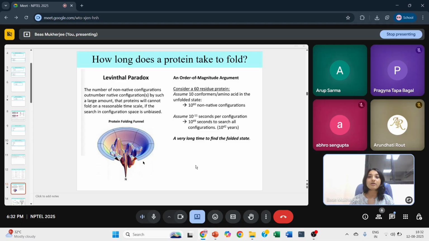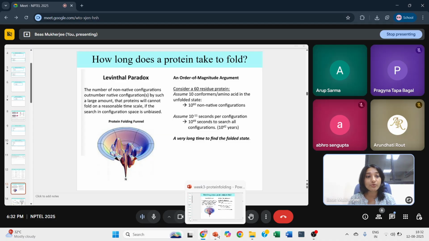Okay. So Levinthal's paradox: the number of non-native configurations outnumbers the native configurations by such a large amount that proteins cannot fold on a reasonable time scale if the search in configuration space is unbiased. So that means he is saying that there is some kind of bias. Let's say the protein is initially this linear chain and it folds into this structure. But in between there can be so many different conformations. Now the protein is biased towards only certain conformations that it will sample before it forms this native state. That is what he is saying here, right?